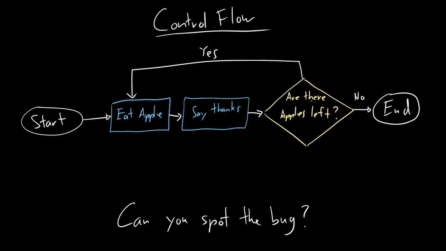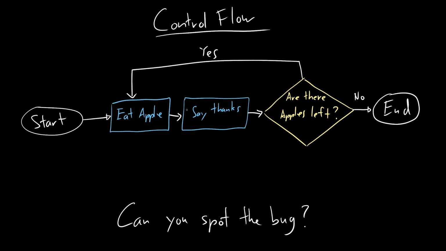Now, after that, the arrow goes to this control flow structure where it says, are there apples left? And then there are two answers. Either there are apples left or there aren't. So if there are no more apples, then you end it right here. Quite simple. It's just a linear line. But if there are apples left, what you would do is you would go back to this instruction, eat apple, and then also say thanks. And then you would ask the question again.